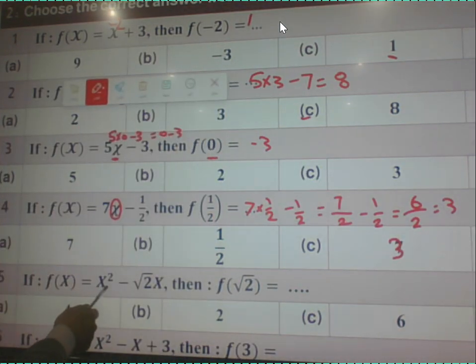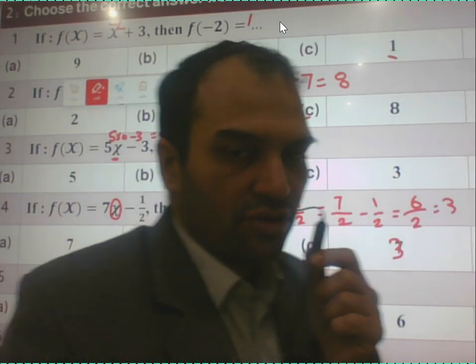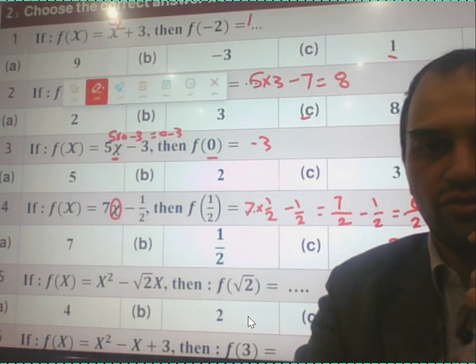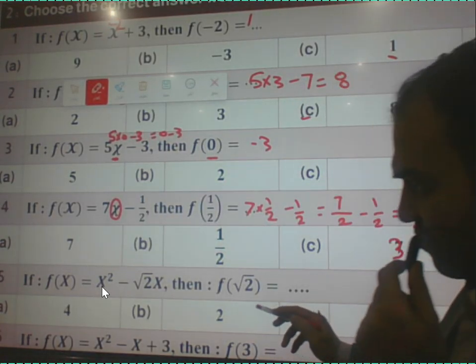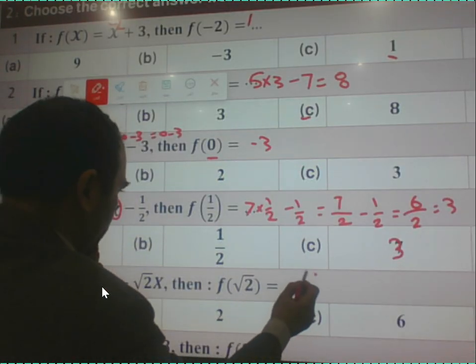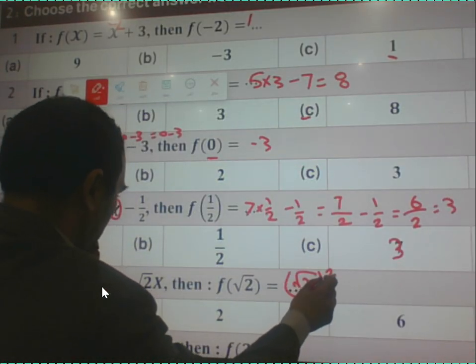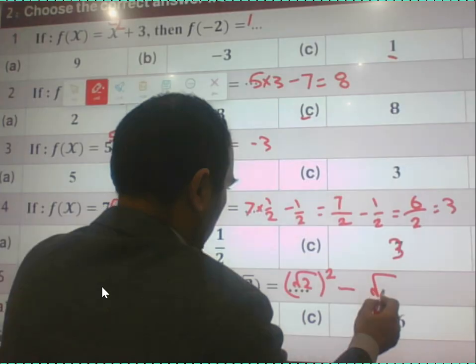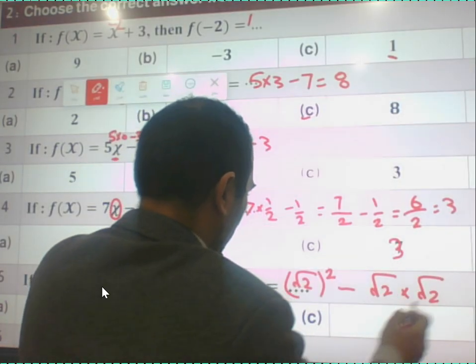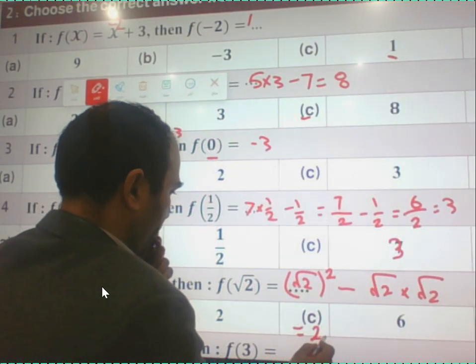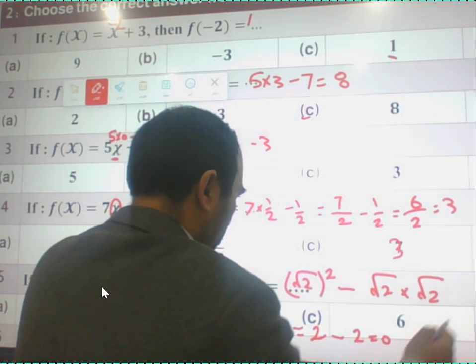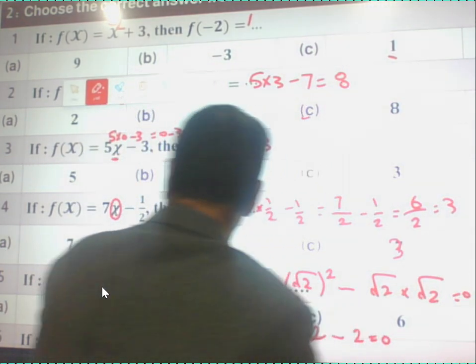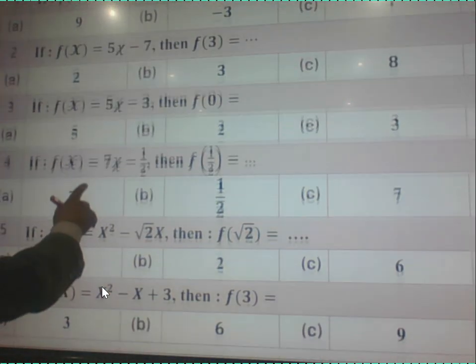Next question, f of x equals x power 2 minus root 2 times x, then f of root 2 equals. Put the value of x here equal root 2 in this function. We have root 2 power 2 minus root 2 times root 2. Root 2 power 2 is 2. Subtract root 2 times root 2 equals 2. 2 minus 2 equals 0. Then the answer here will be 0. Choose letter D.